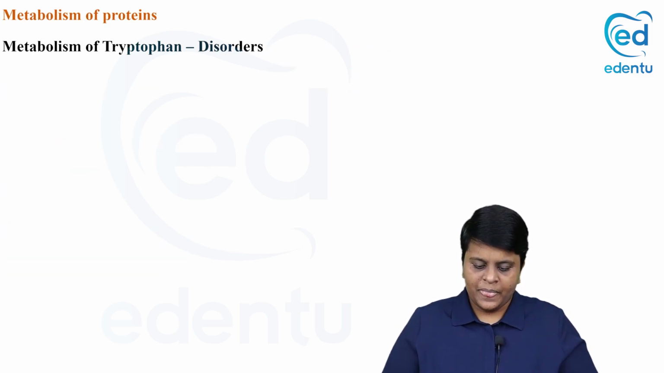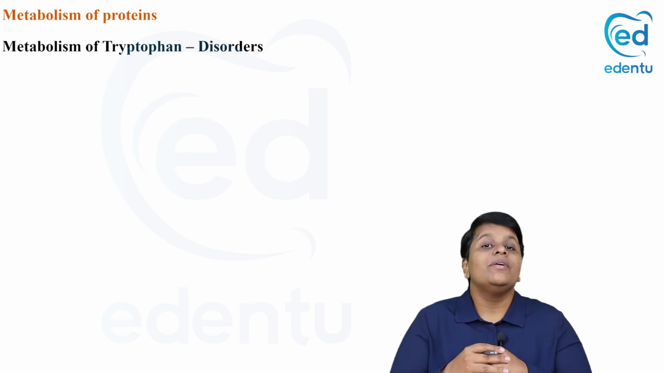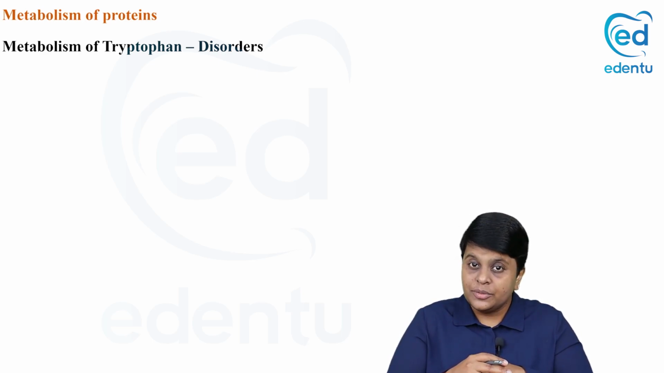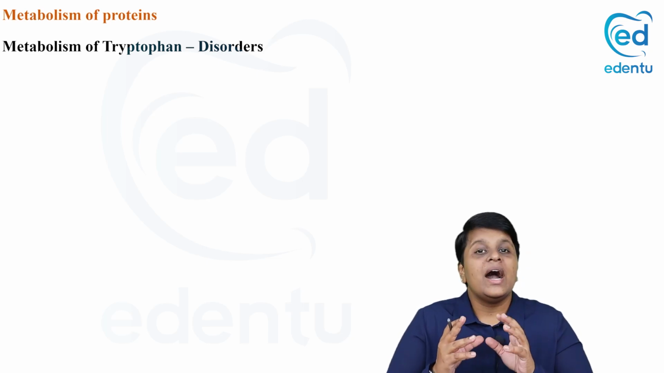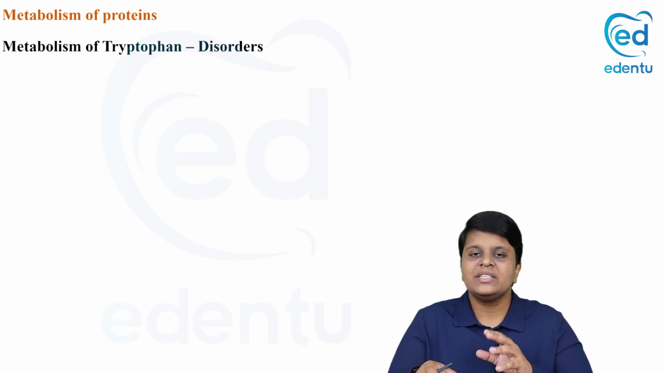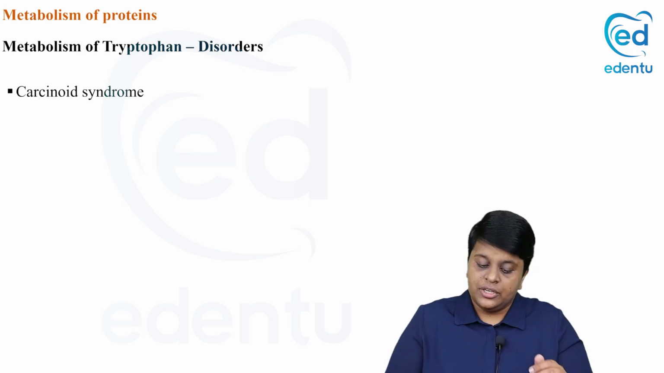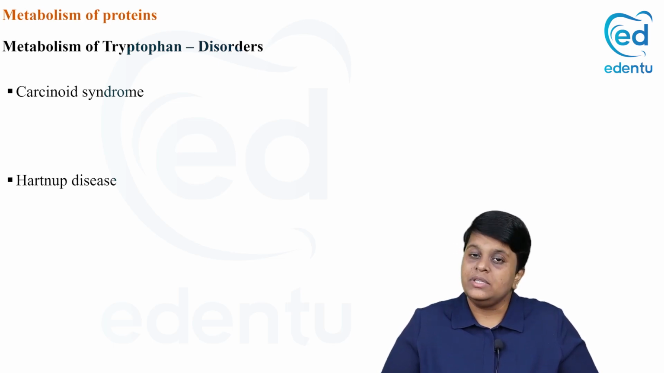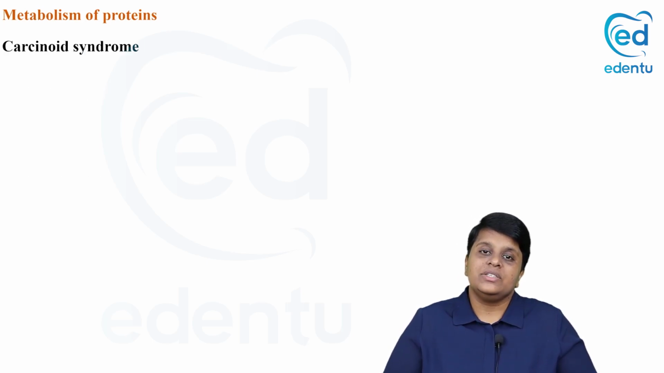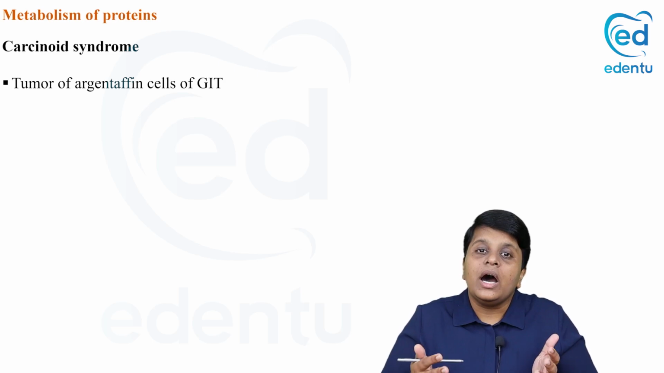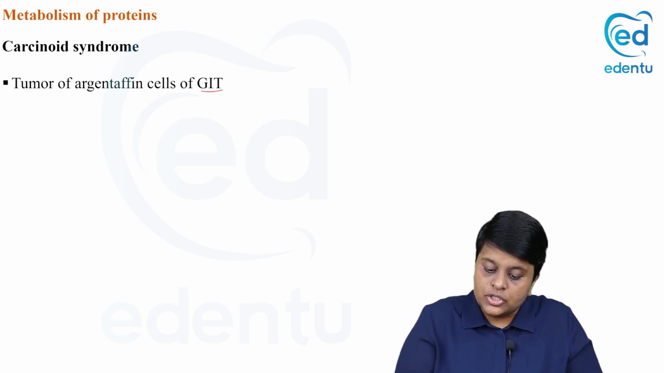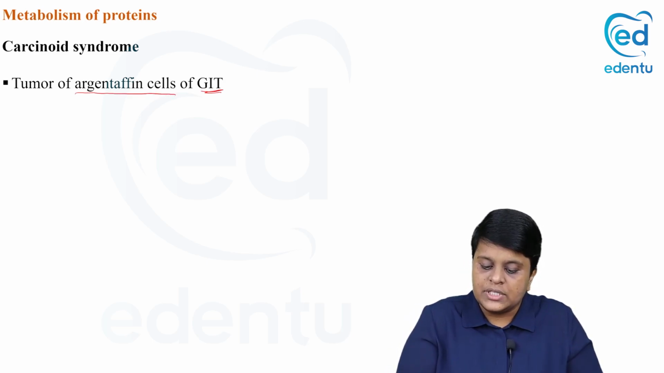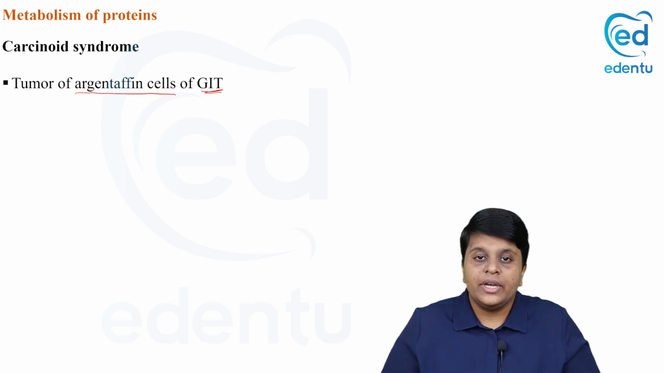Okay. Now coming to the various disorders. We have already discussed one disorder related to tryptophan metabolism during digestion and absorption of proteins. It is Hartnup disease. We'll see that next. And before that, I wanted to mention a syndrome which is Carcinoid Syndrome. So it is a Carcinoid Syndrome and Hartnup's disease. Now let us see what is this Carcinoid Syndrome. It is a tumor of the argentaffin cells of the gastrointestinal tract.